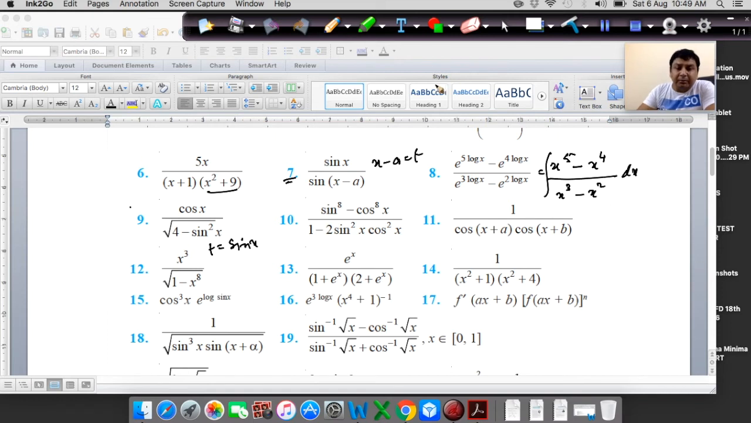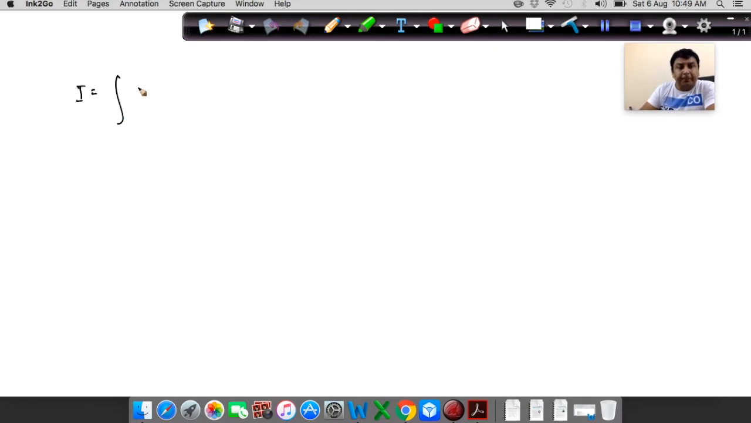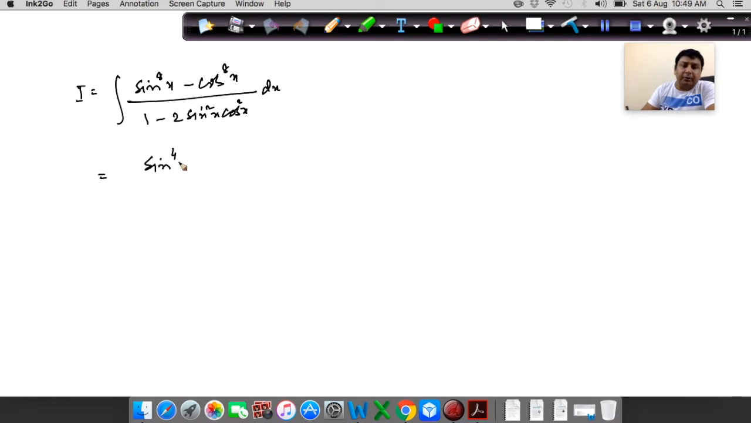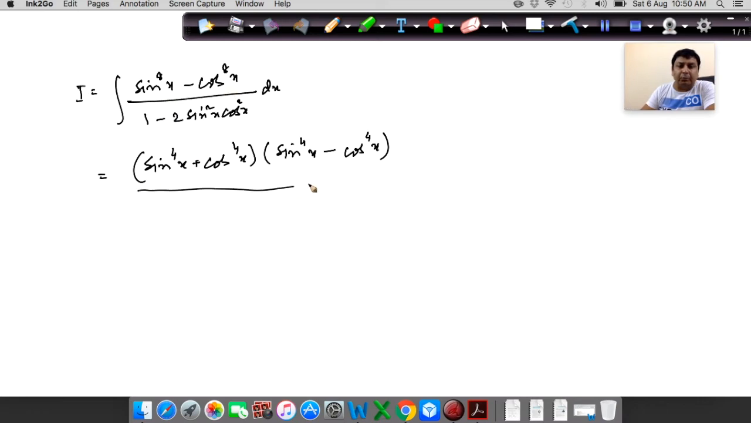Okay, coming to question number 10th. So let's solve this 10th. Sin to the power 8x minus cos to the power 8x upon 1 minus 2 sin square x cos square x. So what we do, we break it as sin to the power 4x plus cos to the power 4x and this as sin to the power 4x minus cos to the power 4x, making it sin to the power 4 whole square. So a square minus b square formula broke. And now in the denominator I am going to play a very nice trick here. 1 can be written as sin square x plus cos square x.